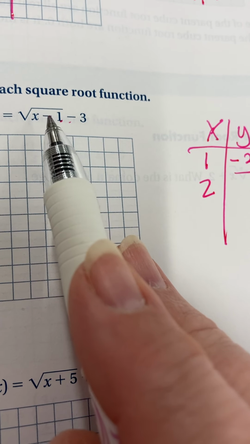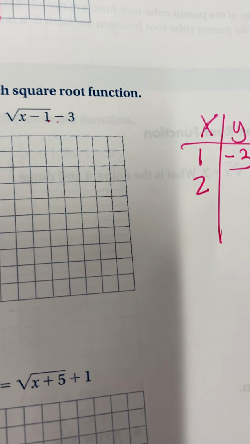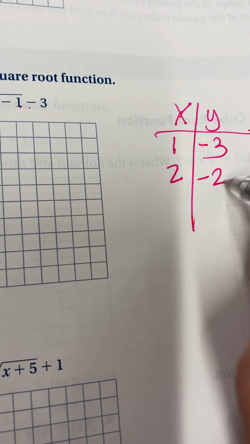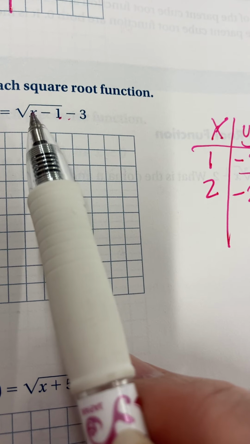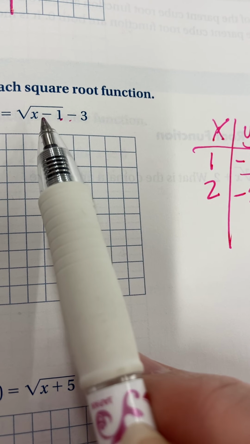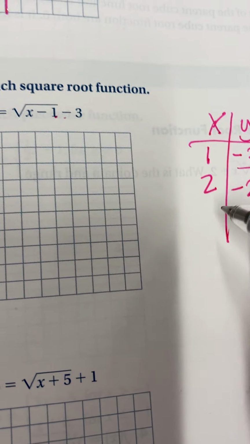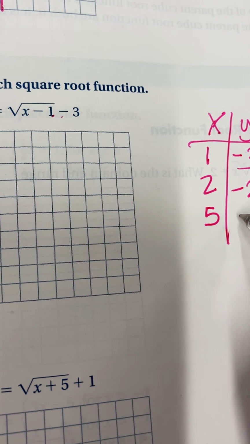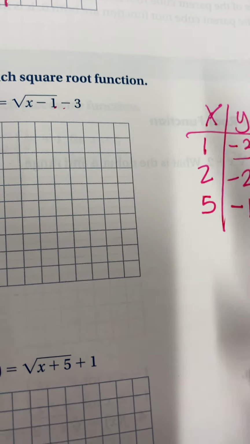The square root of 1 is 1. 1 minus 3 is -2. Now let's try 5. So 5 minus 1 is 4. The square root of 4 is 2. 2 minus 3 is -1. So 5 gave us -1.